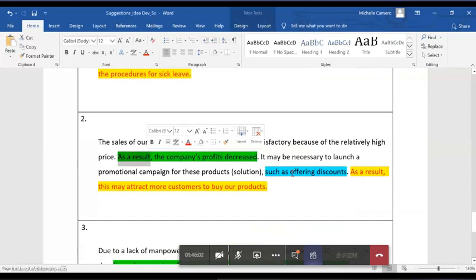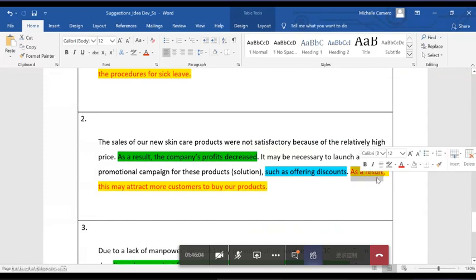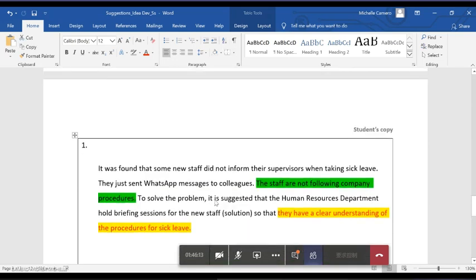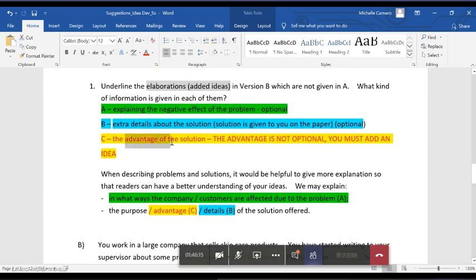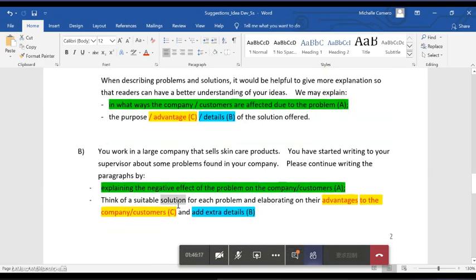Ooh, they used as a result twice. Students, please don't do this. Please don't use as a result twice in a paragraph. As a result, this may attract more customers to buy our products. So remember the yellow and red, that's not optional. You have to add that idea. It's the advantage of the solution. All right, and the last one.